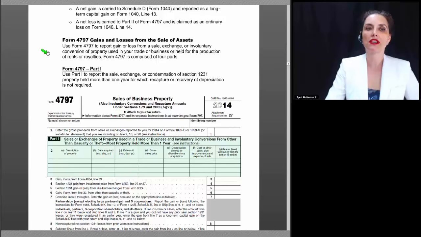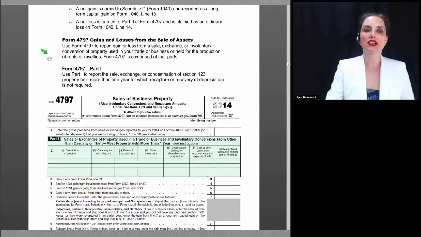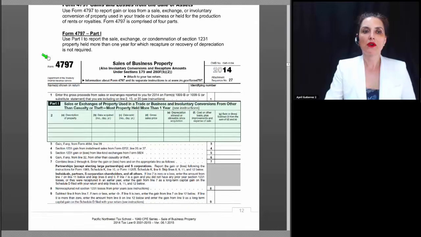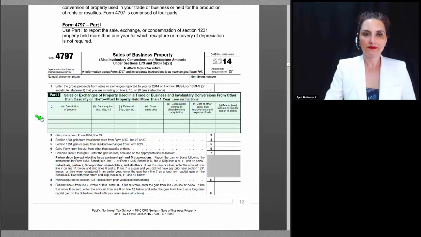Form 4797 gains and losses: use Form 4797 to report gain or loss from a sale, exchange, or involuntary conversion of property used in your trade or business or held for production of rents or royalties. Form 4797 is comprised of 4 parts, and in Part 1, we report the sale, exchange, or condemnation of Section 1231 property held for more than a year and for which recapture or recovery of depreciation is not required.